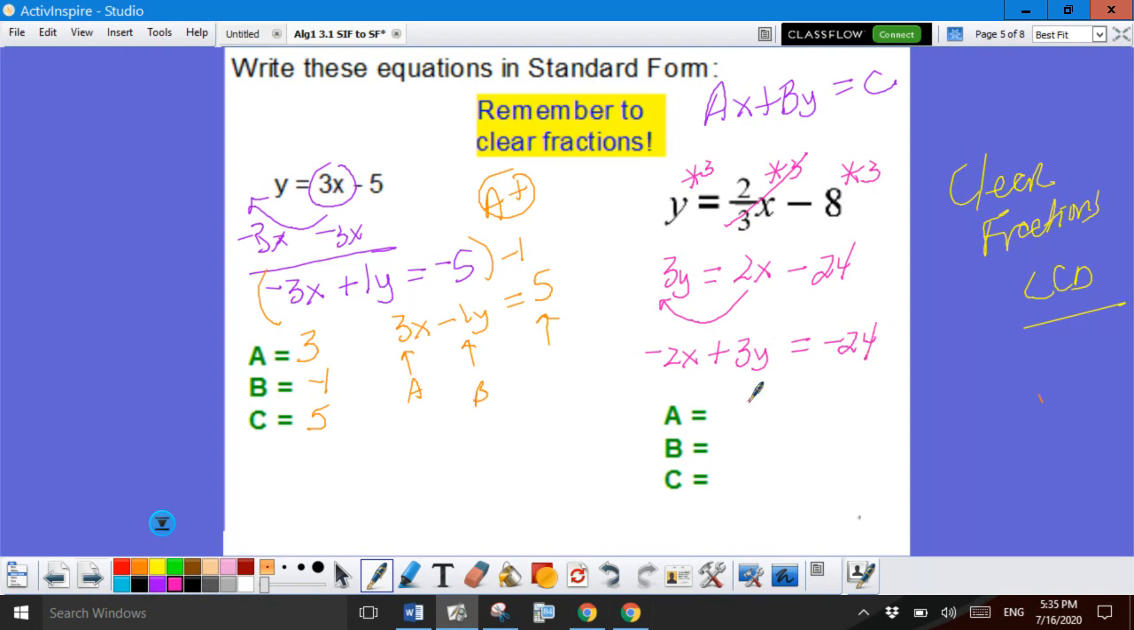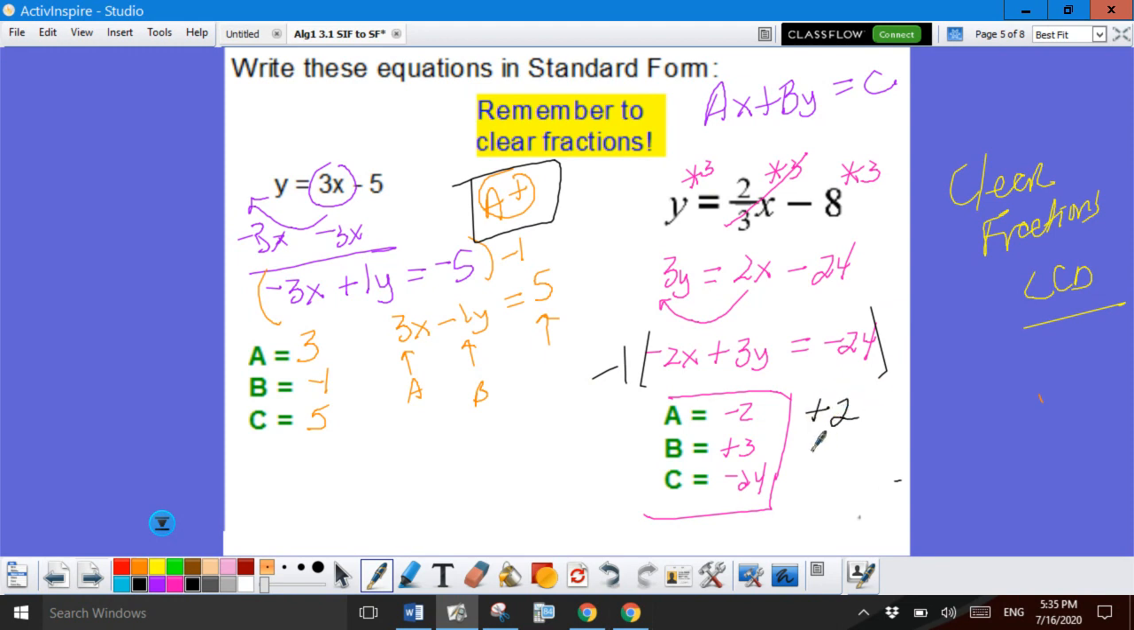Now I can go ahead and write down these numbers, but it's really not the best answer. We really want a to be positive. So if I multiply that by a negative 1, the best answer for a is positive 2. Best answer for b is negative 3, and the best answer for c is positive 24. So that would be your best answers for a, b, and c. Let's go ahead and try one of these on your own.